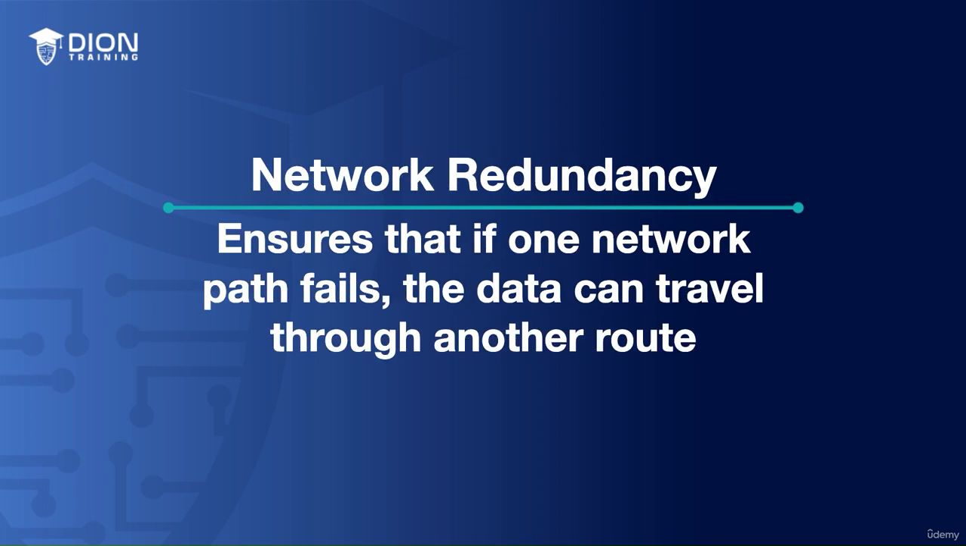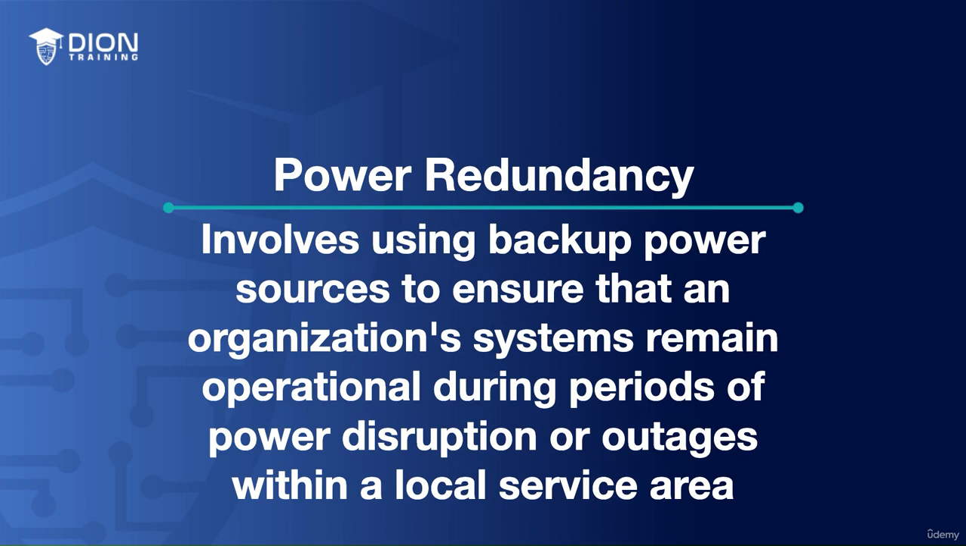Third, we have network redundancy. Now, network redundancy ensures that if one network path fails, the data can still travel through another route. This is how I set up my old offices in Puerto Rico, so that if the microwave link went down, we switched over to cable. If the cable went down, we switched over to cellular, and this way, we could continue providing network connectivity to all of our users. Fourth and finally, we have power redundancy.